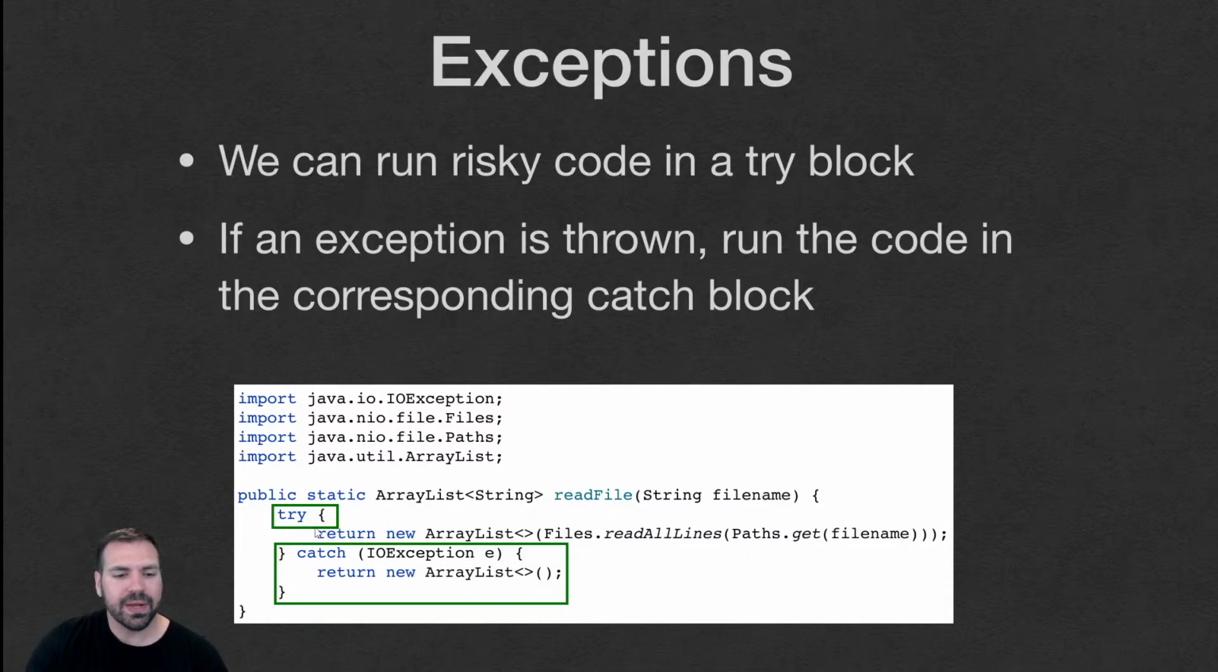All right, so we're using the try catch block. This is one thing that's pretty well self-documenting. We're going to try to run this code block. And if, while we're running this code block, an exception is thrown, we're going to catch that exception, which means we're going to catch an IO exception in this case, and then run this block of code.